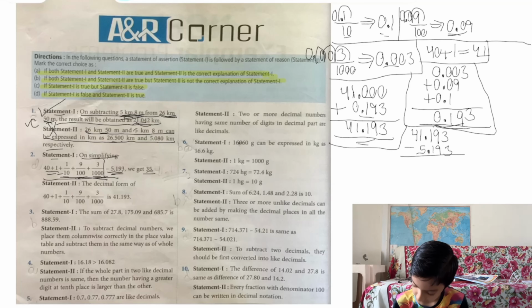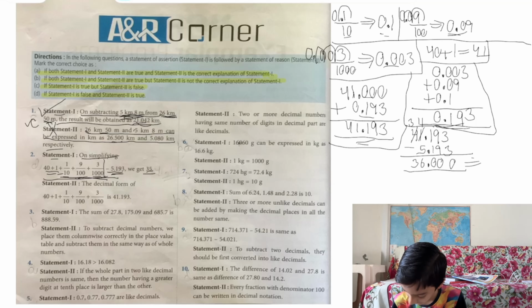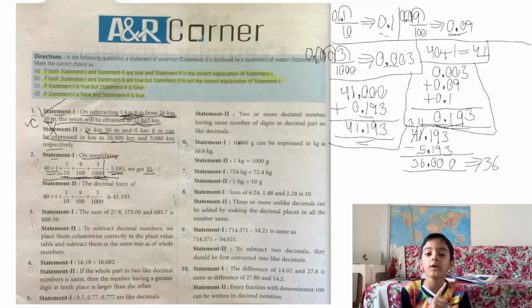Here 3 minus 3 is 0, 9 minus 9 is 0, 1 minus 1 is 0, point under point. And here we cannot do 1 minus 5, so we'll borrow from the next digit. Here 4 will become 3, here 1 will become 11. So here 11 minus 5 is equal to 6 and 3 minus 0 is equal to 3. And here 36.000 can be rewritten as 36 because zeros at the end of the decimal do not matter. So here our result of this expression is coming 36 and here the given result is 35. So here this statement 1 is wrong.